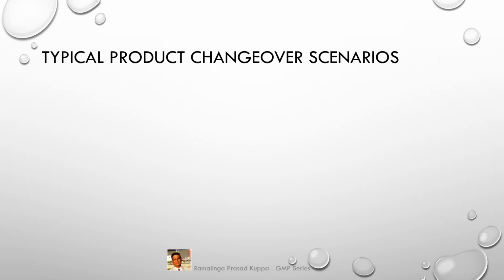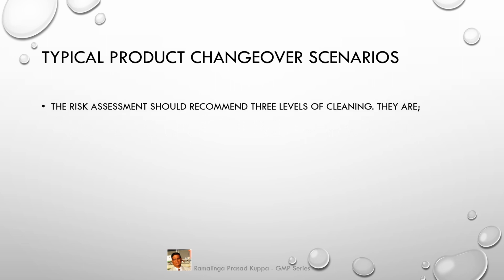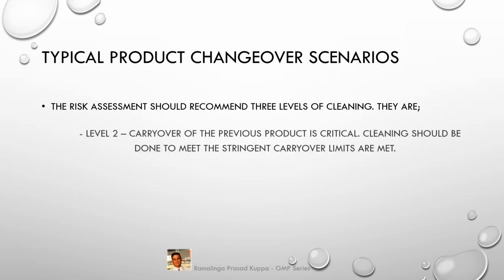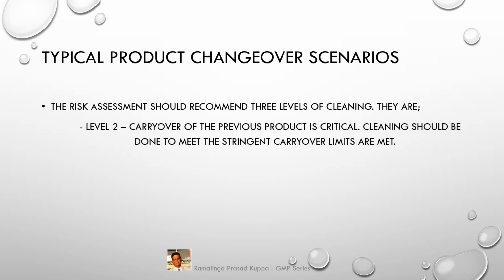Let us see a typical product changeover scenarios. The risk assessment should recommend 3 levels of cleaning. They are: level 2, carryover of the previous product is critical. Cleaning should be done to meet the stringent carryover limits. Level 2 is critical. There is a potential for impurities beyond limits if the cleaning procedure is not comprehensive and validated. Generally, cleaning validation is carried out with 3 consecutive cycles.